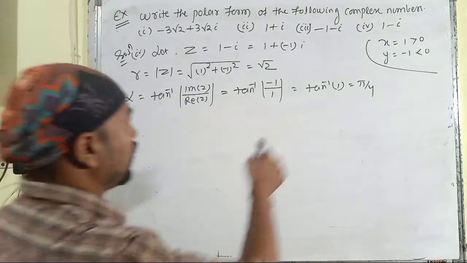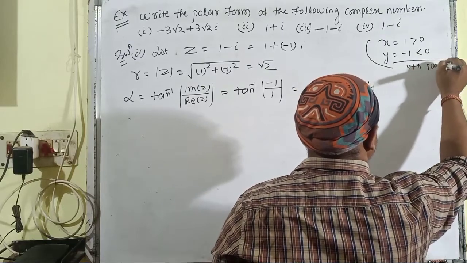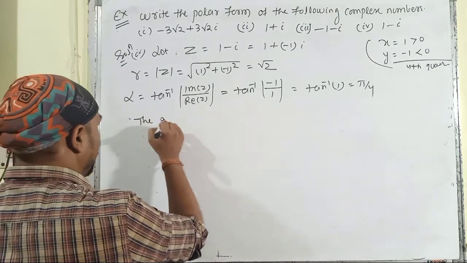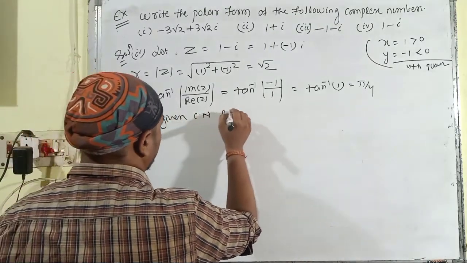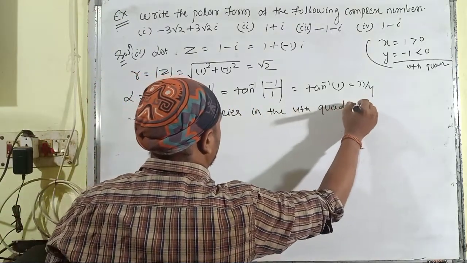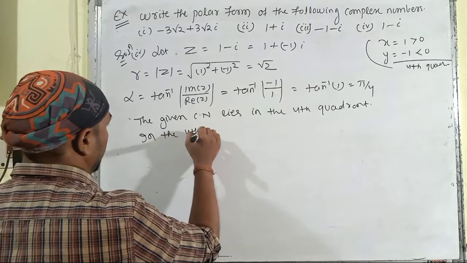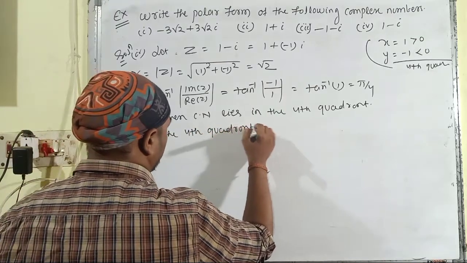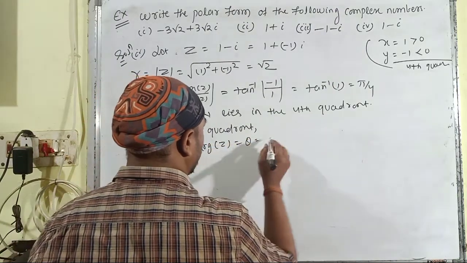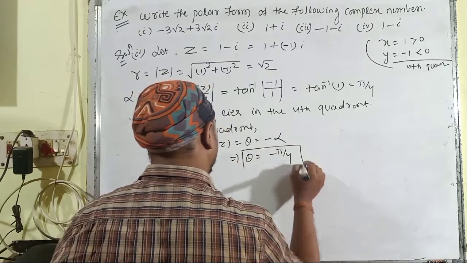As the given complex number lies in the fourth quadrant, because x is greater than 0 and y is less than 0. The given complex number lies in the fourth quadrant. In the fourth quadrant, argument of z, theta, is equal to minus alpha. That implies theta is equal to minus pi by 4.